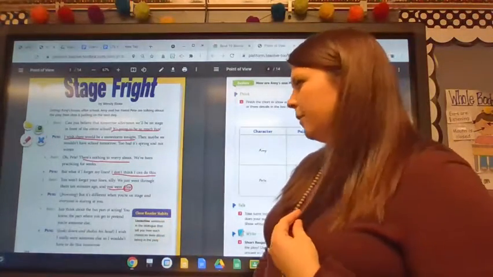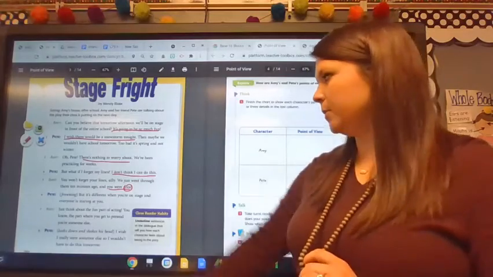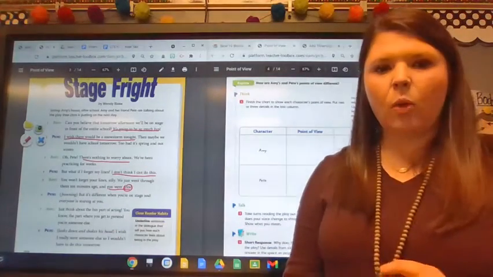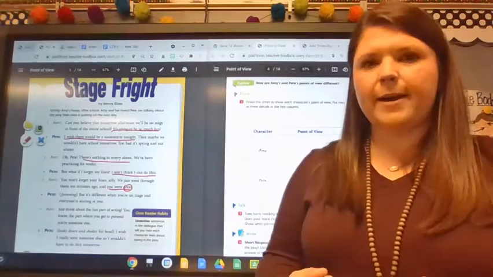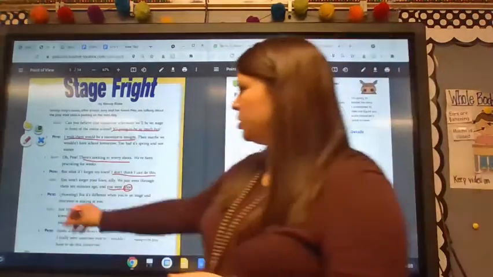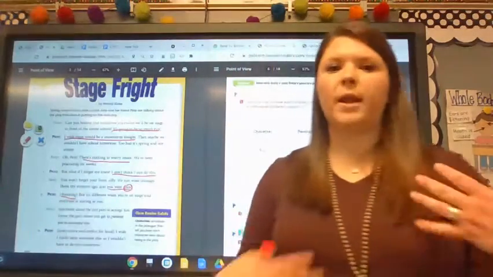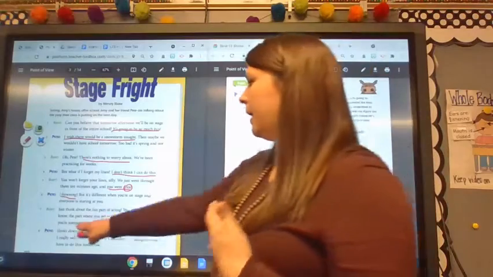Pete, but it's different when you're on stage and everyone is smiling at you, staring at you. What emotion or expression is Pete using? He's using that frown. Now, it said just underline dialogue, but I think it's important to point out that he is frowning. All right, Amy, line 7.